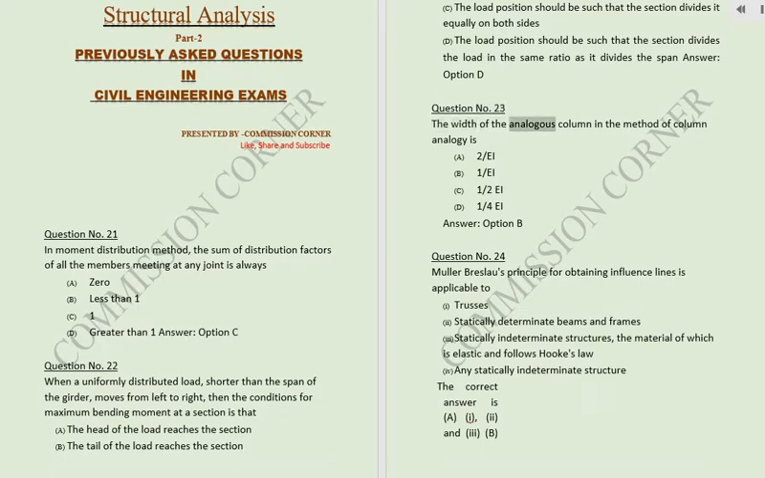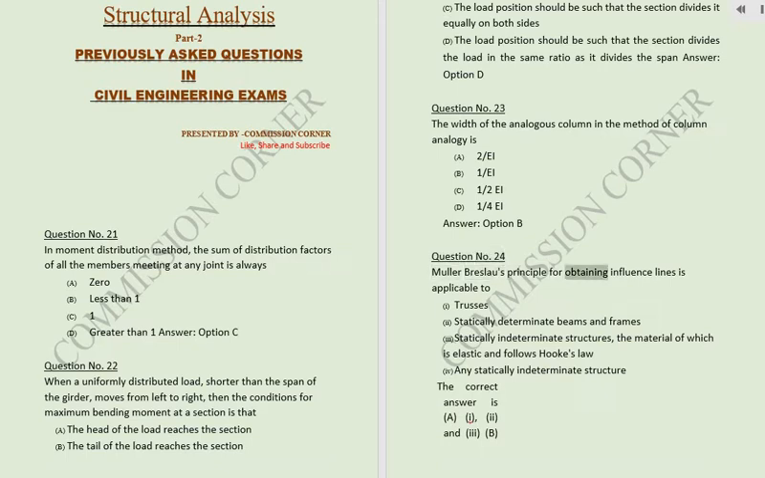Question number 23. The width of the analogous column in the method of column analogy is: A, 2/EI. B, 1/EI. C, 1/2 EI. D, 1/4 EI. Answer, option B.